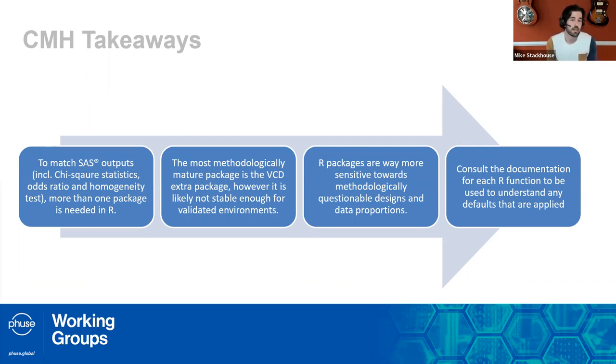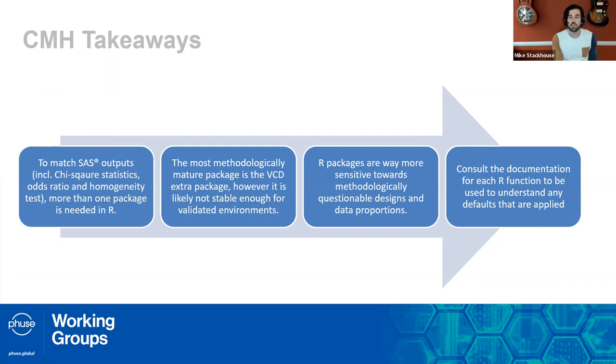And it's interesting in the fact that a lot of the design of VCD extra is actually to try to replicate some of the results presented by SAS. But looking in R and the packages available, one of the notes that the team here had to offer was that R packages are a lot more sensitive towards methodologically questionable designs and data proportions. So R speaks out when there are some concerns with the integrity of the results that are being put forth. So you'll get some warnings and notes of questionable design. Whereas when data are run through PROC FREQ and generated using the CMH option there, there's no notes given to you. So R speaks out a little bit more to tell you that, hey, maybe these numbers might not hold up. And it's a little bit more verbose in that sense.